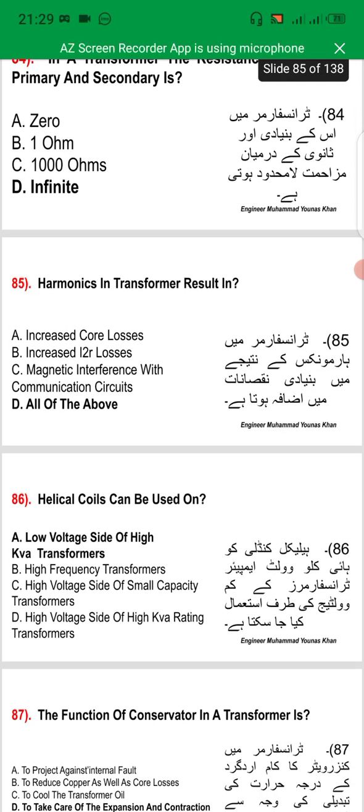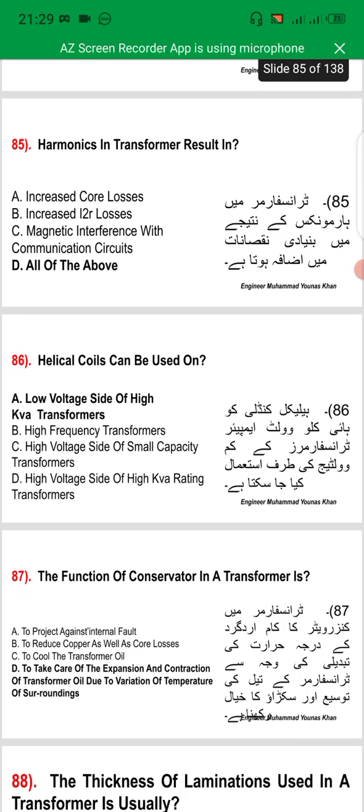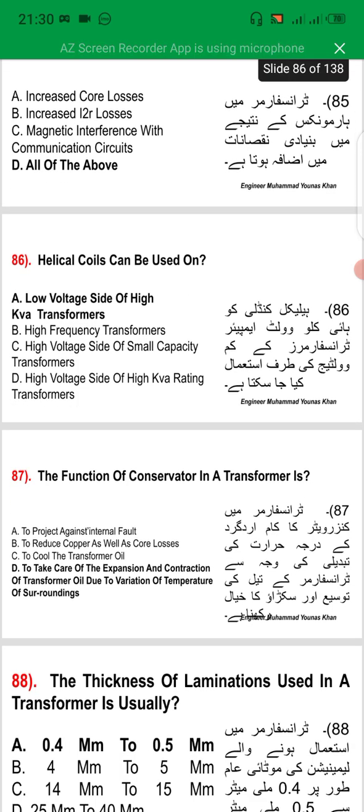Harmonics in transformer result in all of the above: increase core losses, increase I square R losses, magnetic interference with communication circuit. All of the above. Helical coils can be used on low voltage side of high kVA transformer.